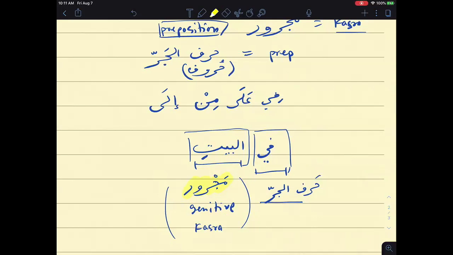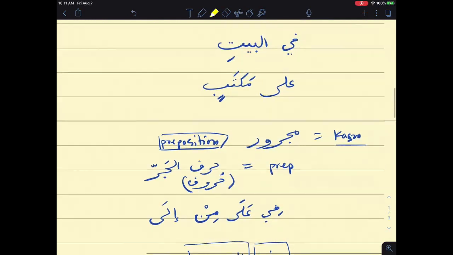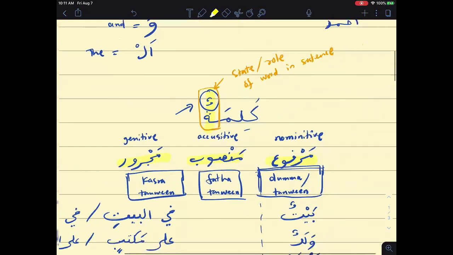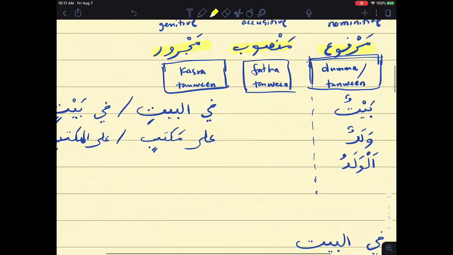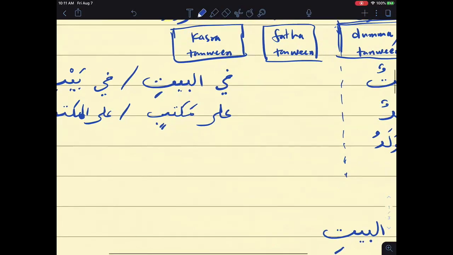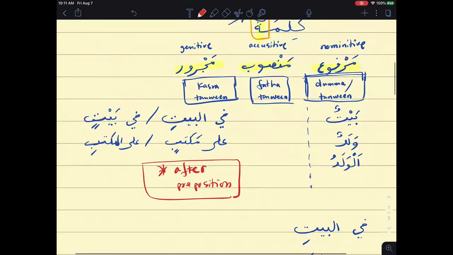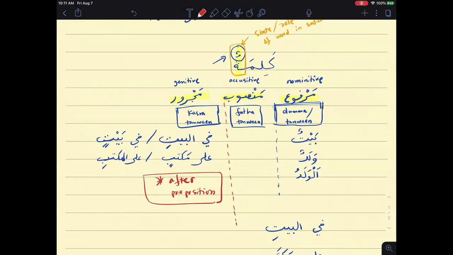We'll learn them. So basically, after a preposition, we get, didn't I write this? Maybe I wasn't clear, so maybe I should make this one actually important. Good, you pointed that out, because this is important. So after a preposition, what do we get? Kasra. Is it clear now?